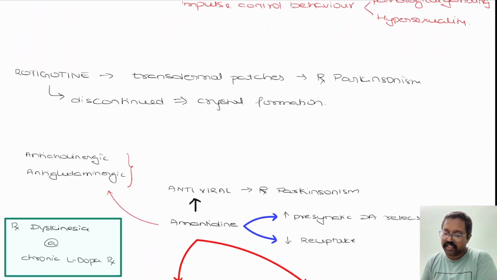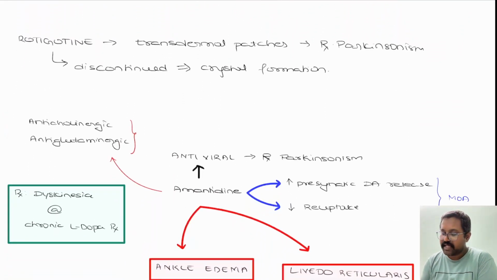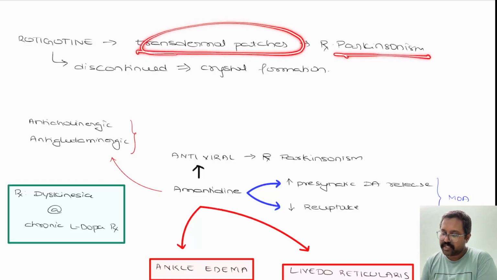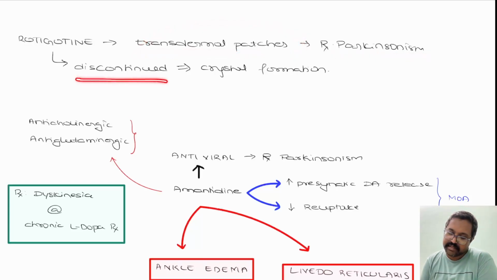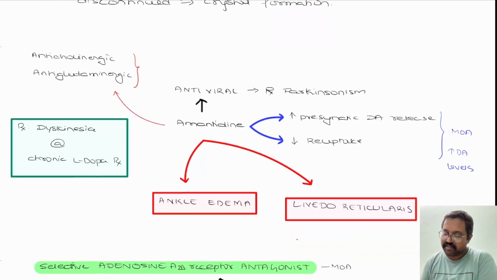Next we have rotigotine. Rotigotine is used as a transdermal patch in the treatment of Parkinsonism, and when rotigotine is discontinued, there can be a high risk of formation of crystals. So next we have amantadine.